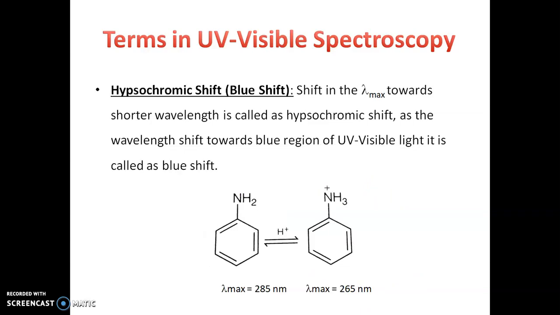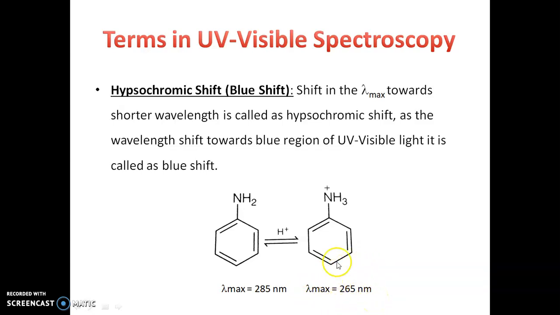Next is the hypsochromic shift. Here the lambda max shifts towards the shorter wavelength region. As the shift is towards the ultraviolet region, it is also called a blue shift. Suppose aniline. Aniline has lambda max around 285 nanometer, while in acidic solution, the lambda max shifts towards the shorter wavelength region, showing 265 nanometer.